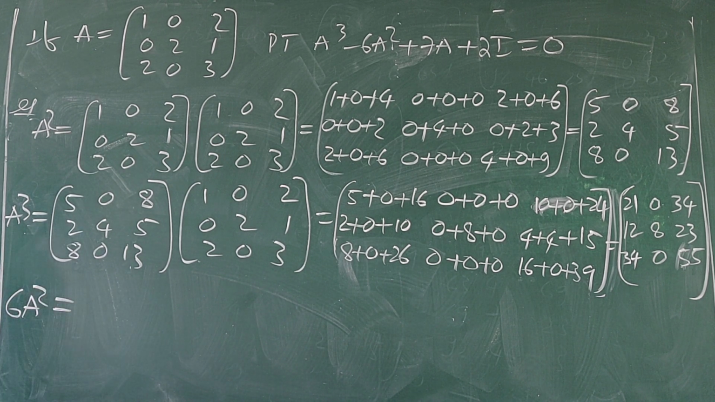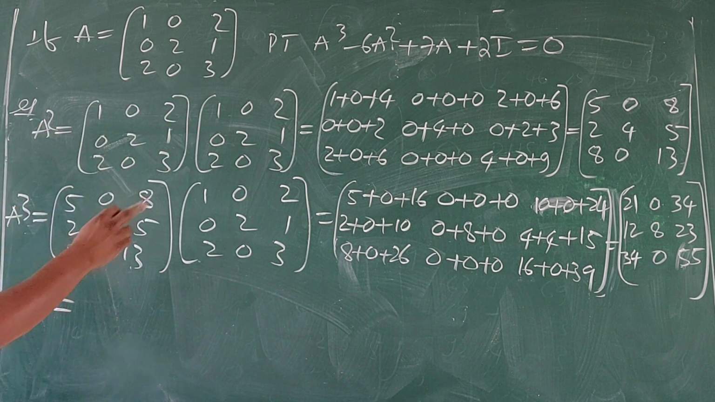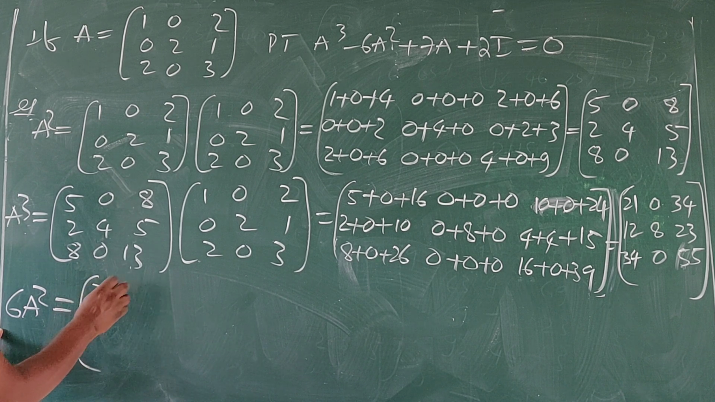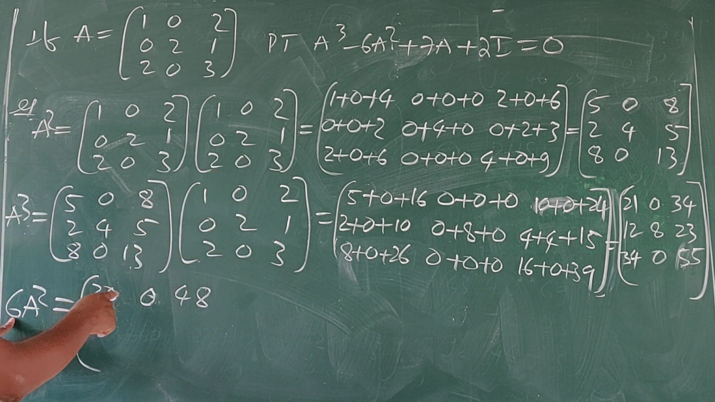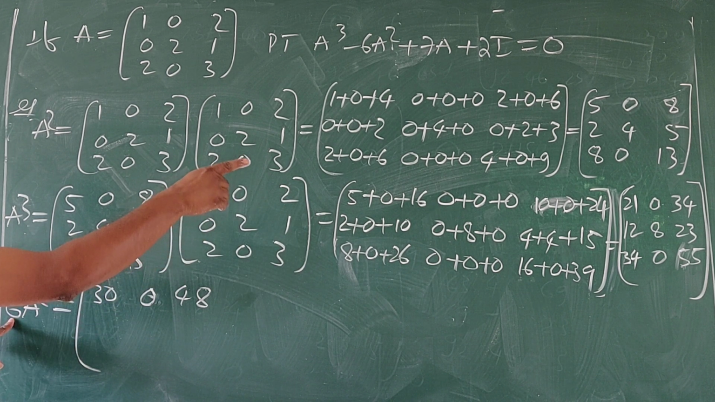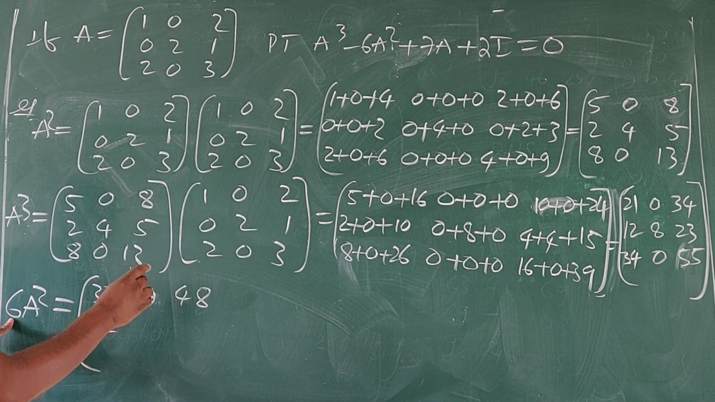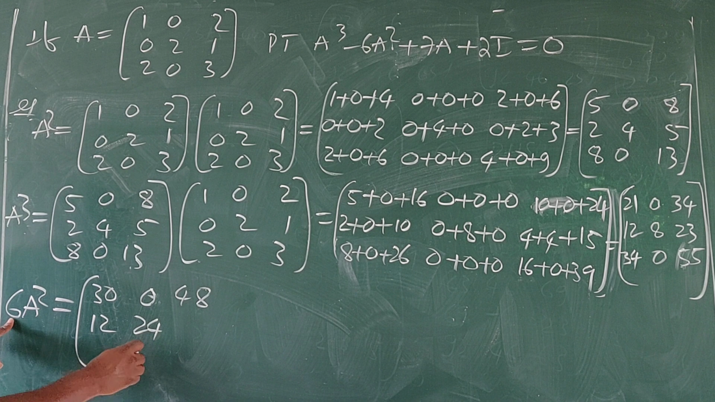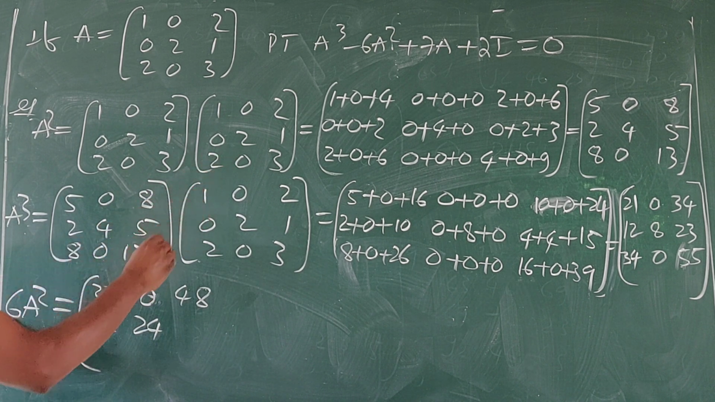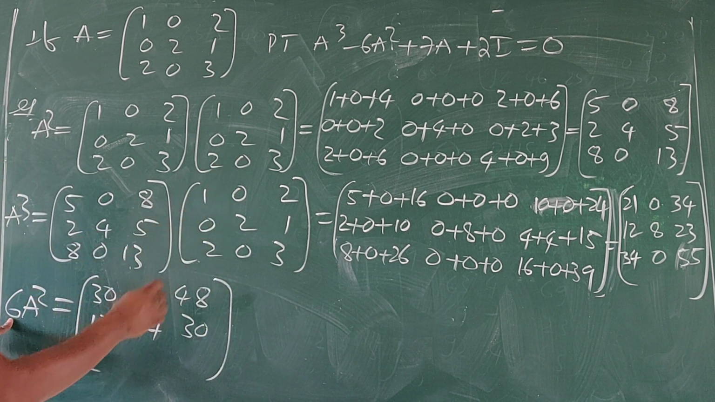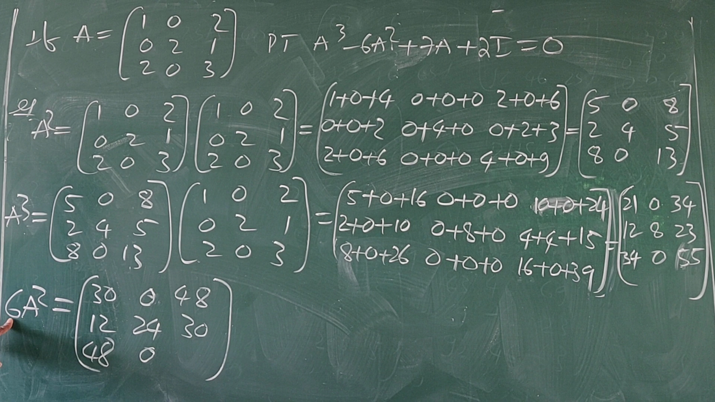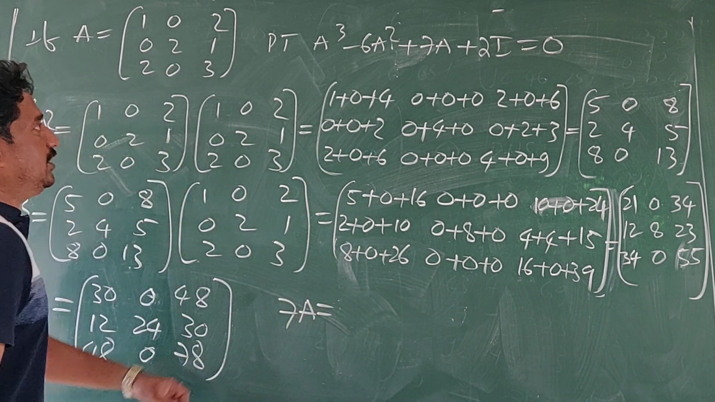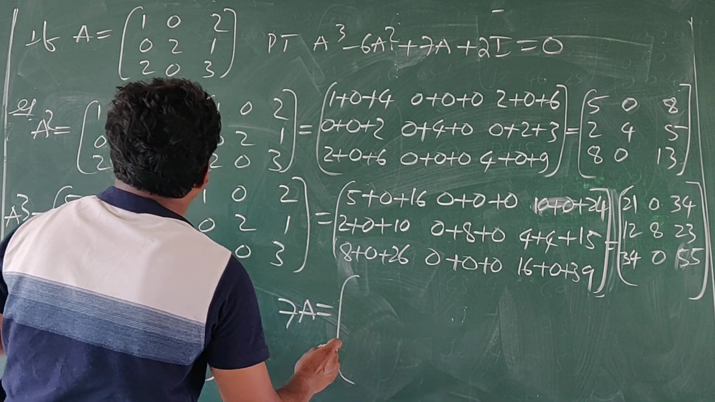6A square. Multiply all the elements of A square by 6. There we have A square, so 6 5s are 30, 6 0, 8 6s are 48, 6 2s are 12, 6 4s are 24, 6 5s are 30, 6 8s are 48, 6 0s are 0, 13 6s are 78.